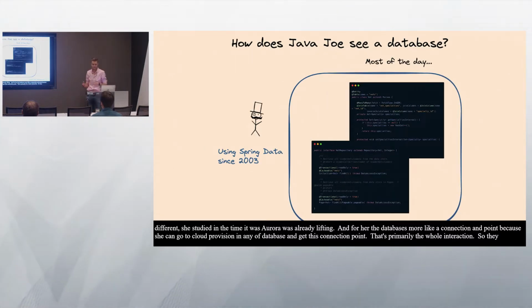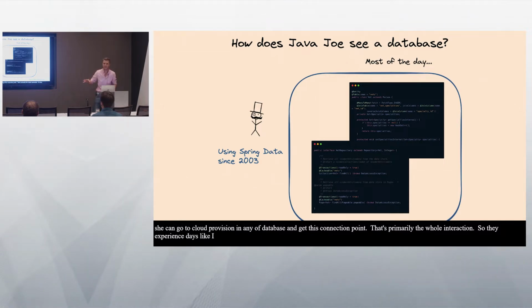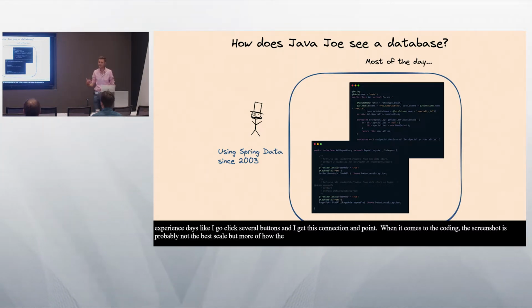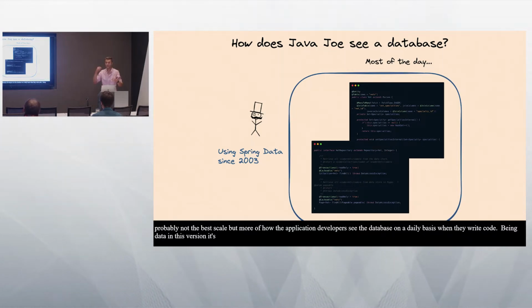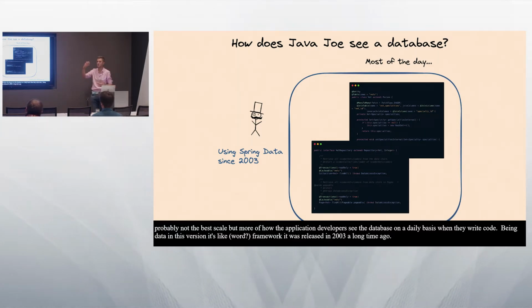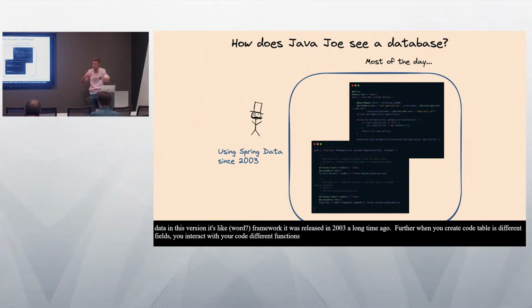When it comes to the coding, the screenshot probably is not of the best scale, but it shows how those application developers see a database on a daily basis when they write code. Java Joe uses Spring Data. Spring Data, the first version, is an ORM framework and was released in 2003, a long time ago. And when you create code, you operate on Java objects. For you, a table is just some object class with different fields. And you call different functions and methods through different Java names. If they write SQL code, we do write SQL code. Java Joe does this, but he doesn't do this frequently. Most of the time, for him, the database is Spring Data.